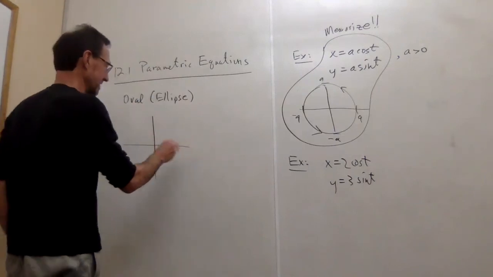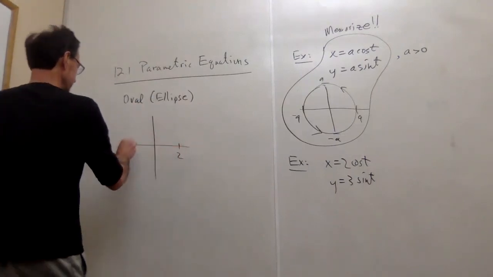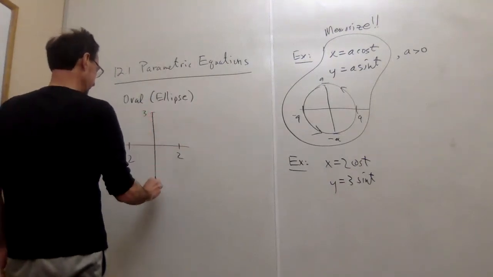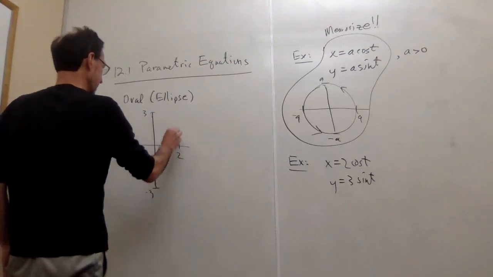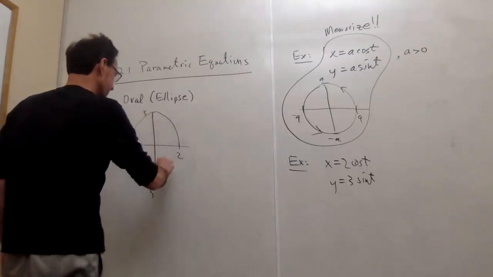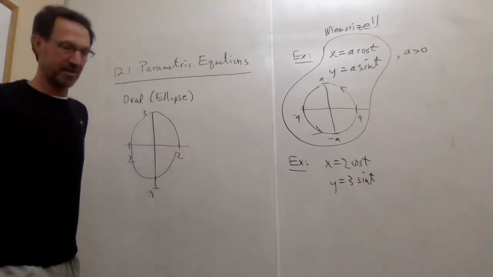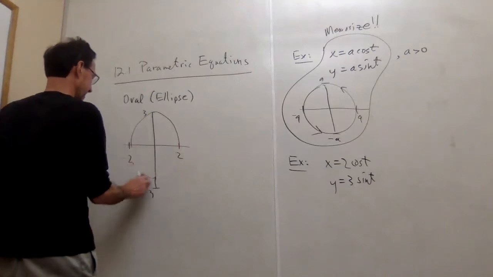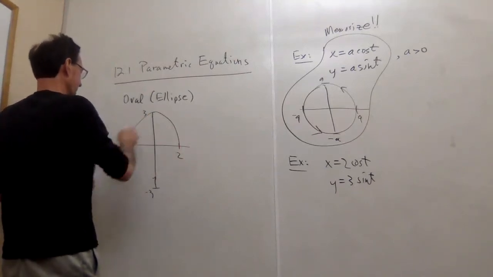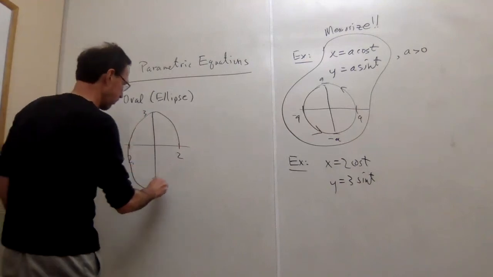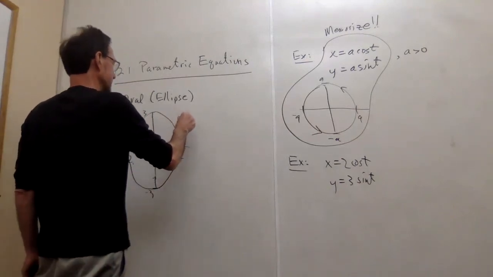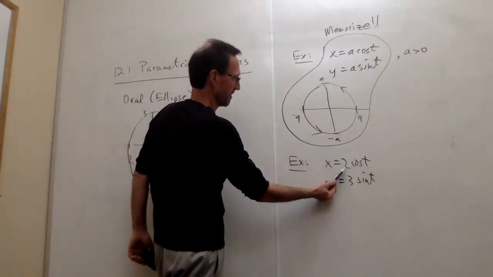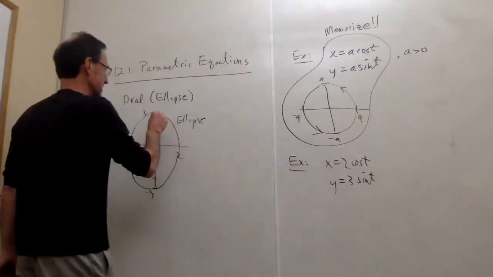I think we can believe, like I said, the x's are going to go from 2 to -2. The y's are going to go from 3 to -3. And so we're going to stretch, oops, couldn't see my 3 at the bottom. So we do get an ellipse. And because my coefficients are positive and I put cosine there, the orientation will still be counterclockwise.